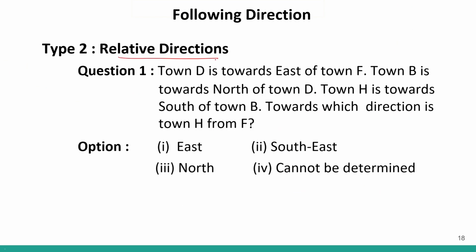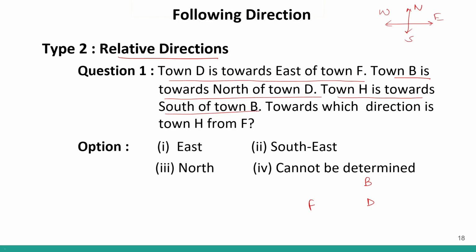Now, relative directions, in which we have to find out the direction of an object with respect to another object. Okay, so town D is towards the east of town F. So if town D is towards the east of town F, it will be something like this. Town B is towards the north of town D, so B will be to the north of D. Town H is towards the south of town B. Okay, now it is not written where H is, it is just written that it is south of B. So if it is south of B, there are 3 possibilities.